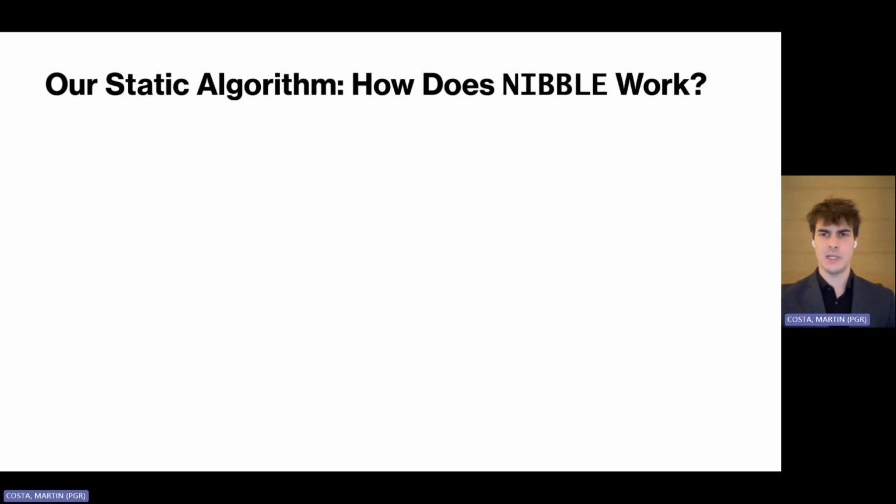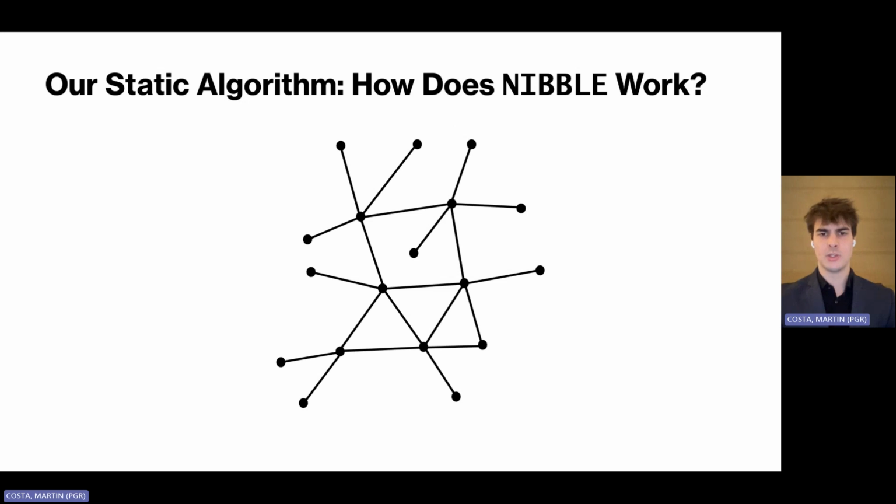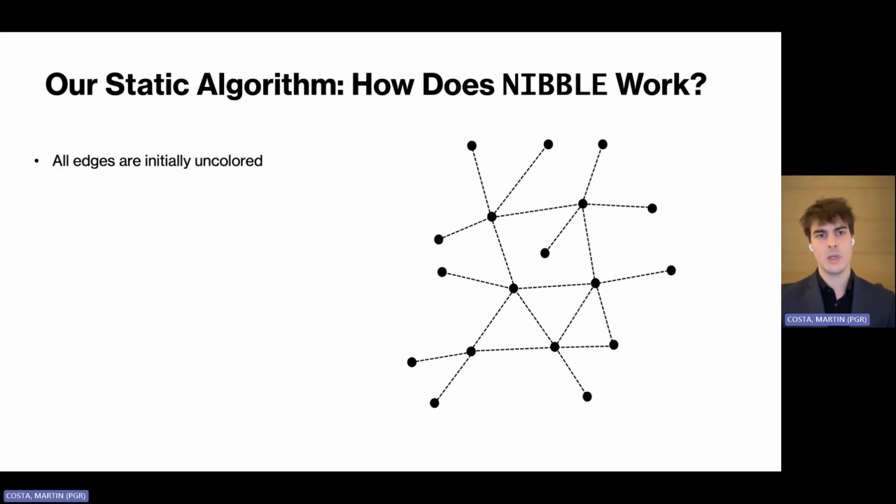So to start off, how does the Nibble algorithm actually work? Suppose we're given this graph as input and we want to run the Nibble algorithm on this graph. How do we do this? We begin by just having all of the edges uncolored. This algorithm will run for t rounds, where t is some poly 1 over epsilon, and it will have some pool of (1 plus epsilon) delta colors, which it uses to color this graph.